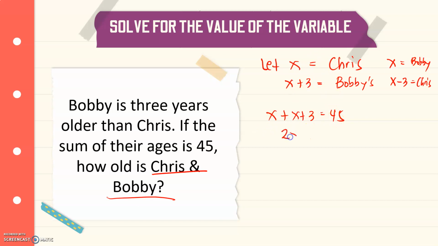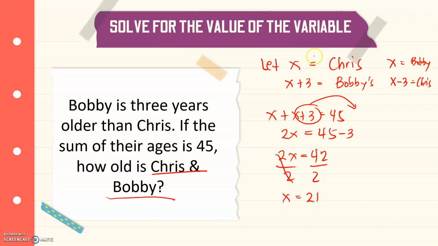Then combining like terms, we'll have 2x is equal to 45 minus 3. So we'll have 2x is equal to 42, and dividing both sides by 2 will give us x is equal to 21. Therefore, Chris is 21 years old and Bobby will be 21 plus 3. That will give us 24. So this is Chris' age and this is Bobby's age.